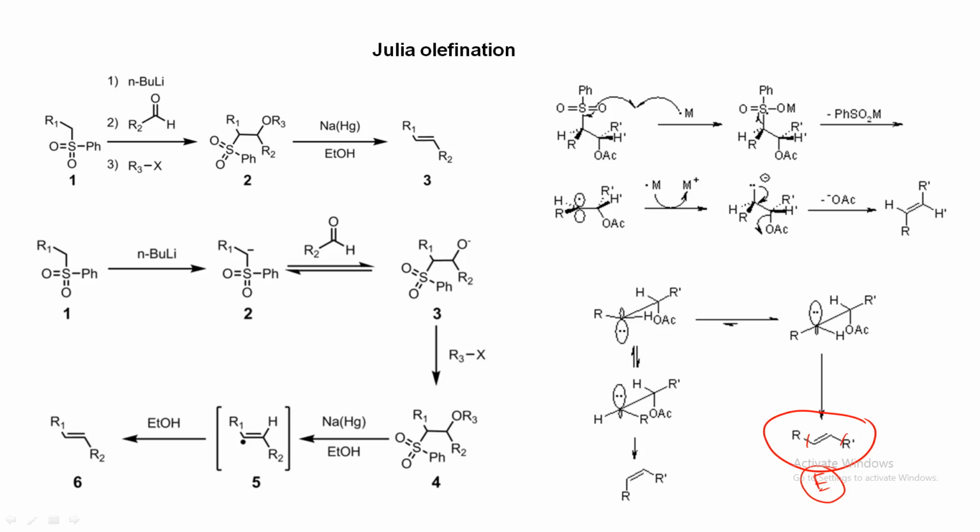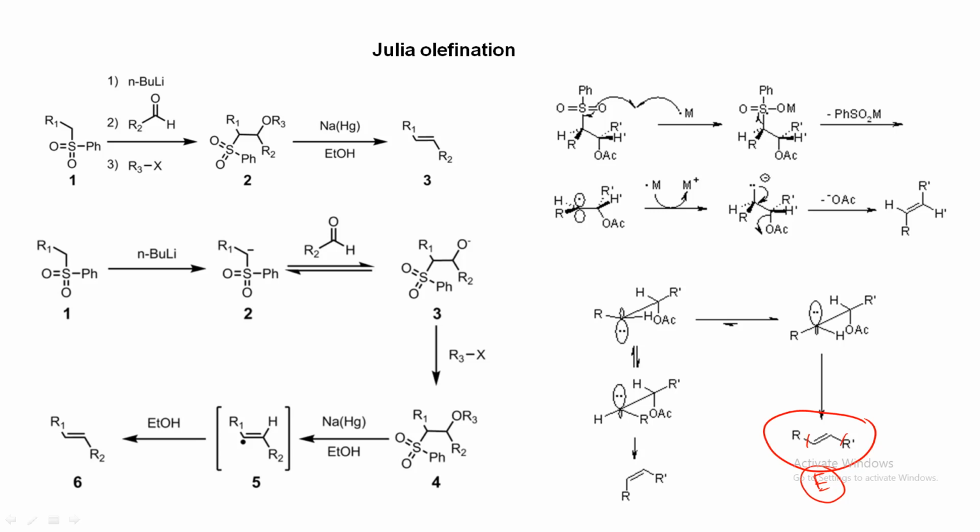So there are other olefination reactions. Most popular are Julia olefination and, of course, the Wittig reaction, and several others. In coming classes we will cover those also. One of the important ones is Julia olefination, so let's discuss this. Another one is Peterson olefination. So let's see what Julia olefination is.